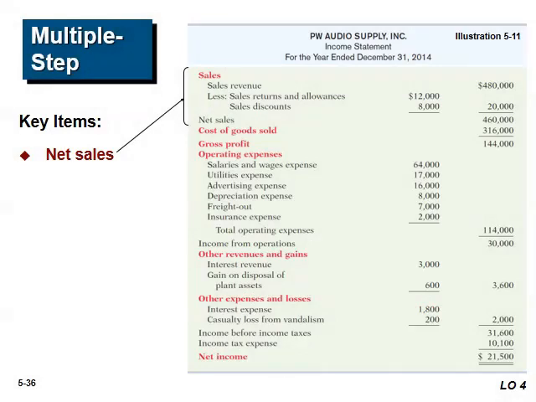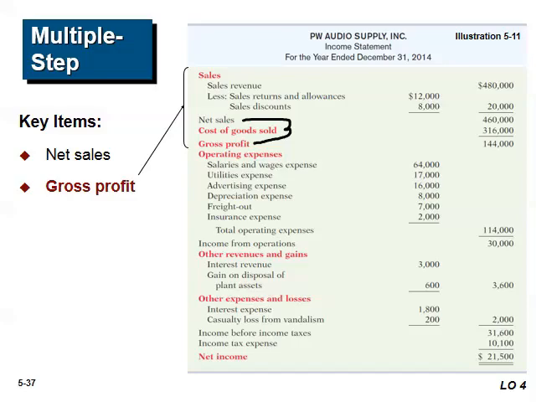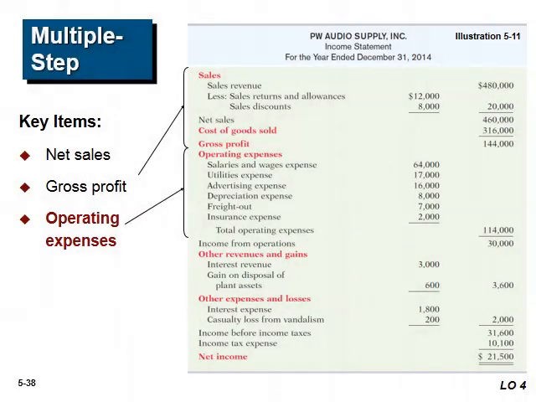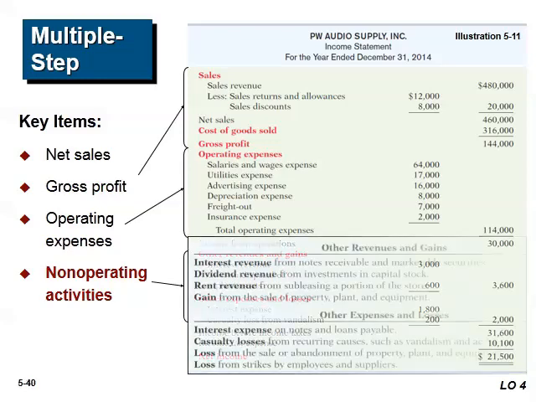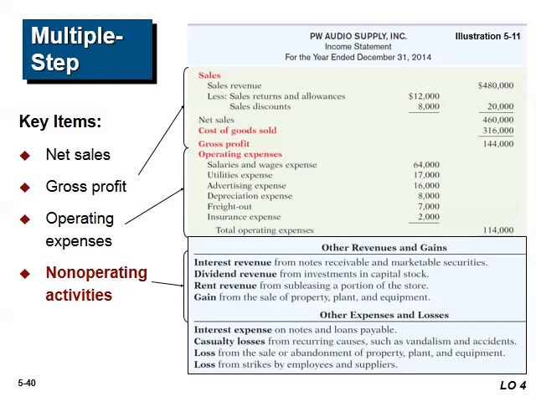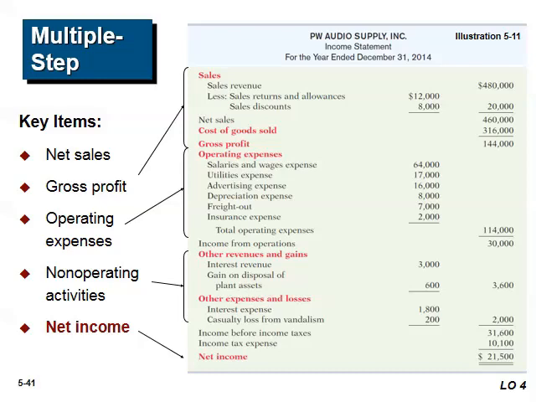Breaking this down a little more, we have net sales, which is sales minus returns and allowances and minus discounts. Then we have gross profit, which is net sales minus cost of goods sold. Then we have operating expenses, which are all the expenses of operating the company. We have non-operating activities, which would be revenues and expenses not related to the day-to-day operating of the company. That includes interest revenue, dividends, rent, etc. And then we have net income.